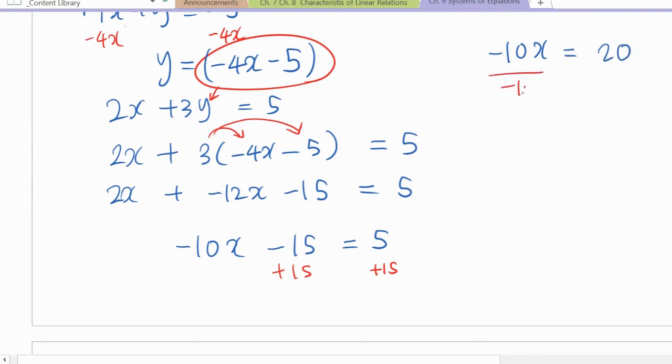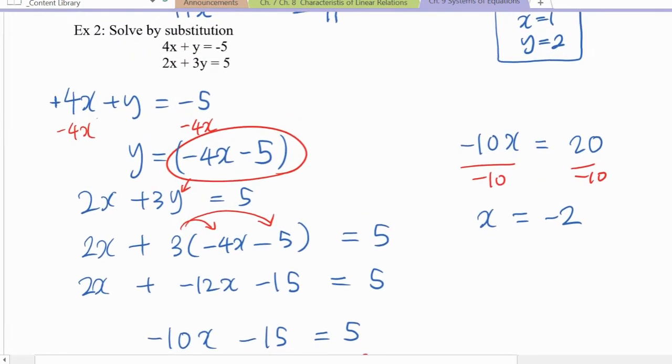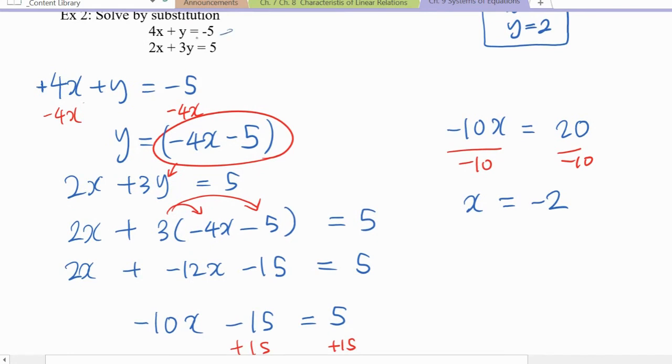Divide both sides by negative 10. Then x will be isolated. 20 divided by negative 10 is negative 2. So x is negative 2. And now we're going to choose one of the equations to find y. So which one would you like to choose? So let's choose this equation. We actually modified this equation into this form, so y is isolated. So we're going to just use this equation.